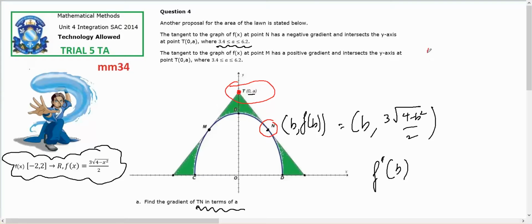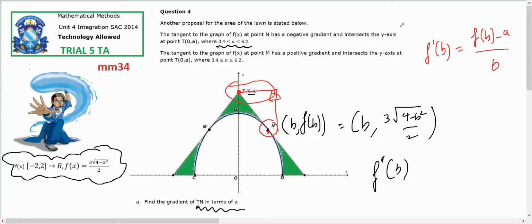So I want f dash of b to equal f of b minus a over b, because I've got a tangent that goes through this second point, and the second point is 0a. So if I was to consider a gradient triangle, its rise is f of b minus a, the new y value, and its run is b minus 0.